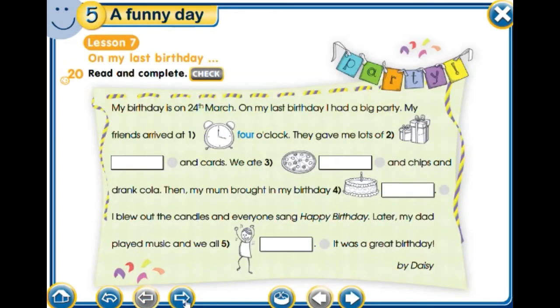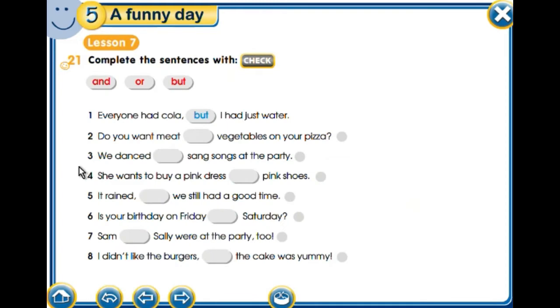Okay, so now complete the sentences with and or but. Everyone had cola, but I had just water. So I'm different than them. But I had just water.